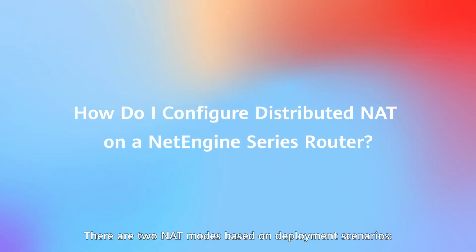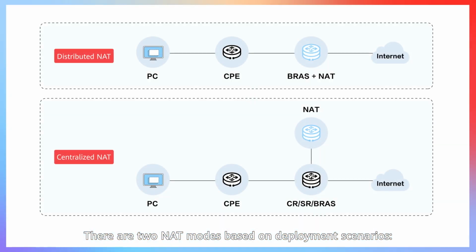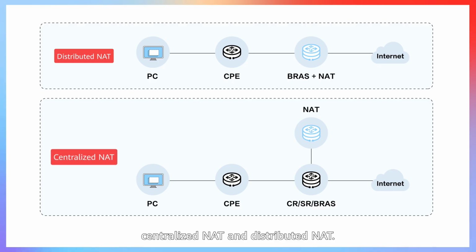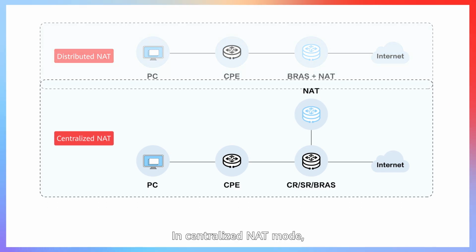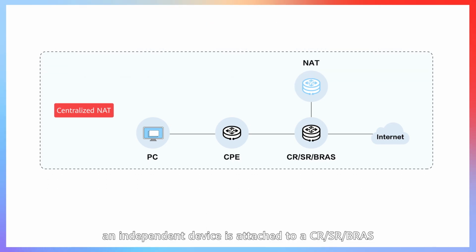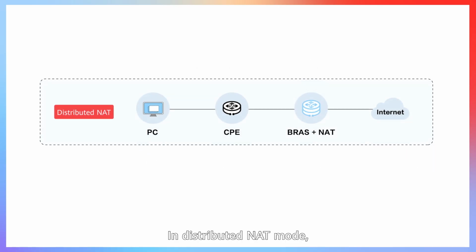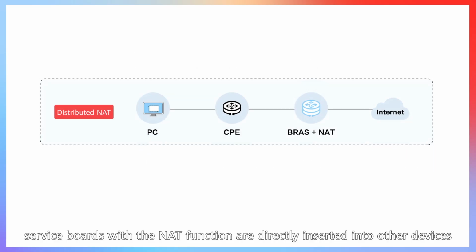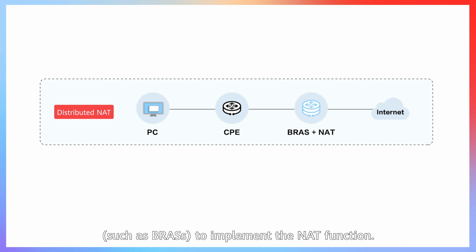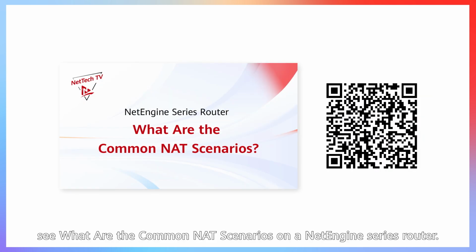There are two NAT modes based on deployment scenarios: centralized NAT and distributed NAT. In centralized NAT mode, an independent device is attached to a CR, SR, or BRAS to provide the NAT function. In distributed NAT mode, service boards with the NAT function are directly inserted into other devices, such as BRAS, to implement the NAT function. For details about the two modes, see "What are the common NAT scenarios on a NetEngine series router?"